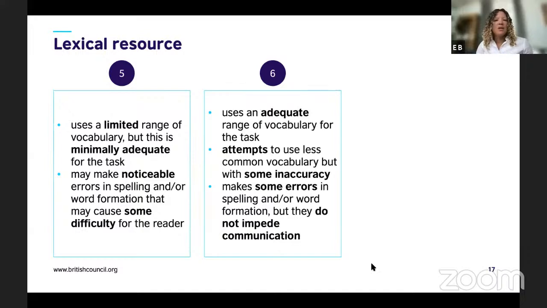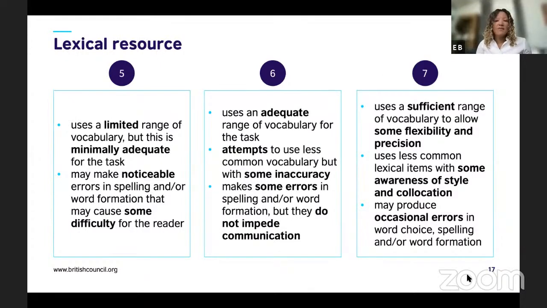They also make some errors in spelling and/or word formation. So for example, produced versus production, that kind of thing, if they're doing a diagram or something. However, this does not impede communication because the examiner can deduce what was meant by the writer.